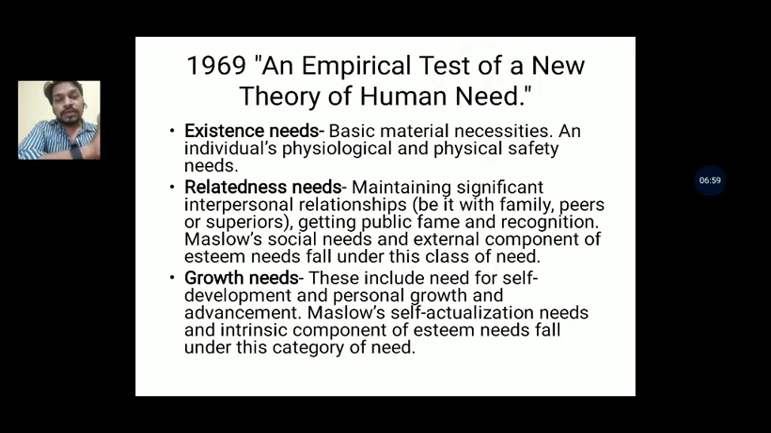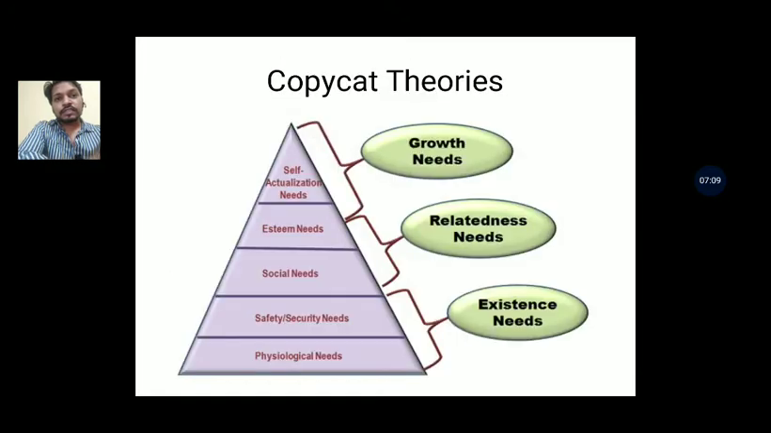Now we have discussed four motivation theories till now: Abraham Maslow's theory, Frederick Herzberg's theory, Alderfer's theory, and one more theory. And you'll find these are basically copycat theories of each other. They're just trying to copy each other. It's just a refinement over what Abraham Maslow has said, and that is why Maslow's theory becomes an evergreen theory, because on the basis of that theory, many other theories have been derived.